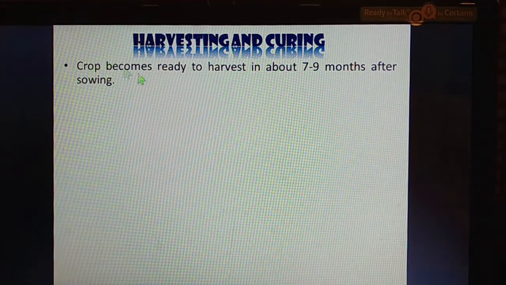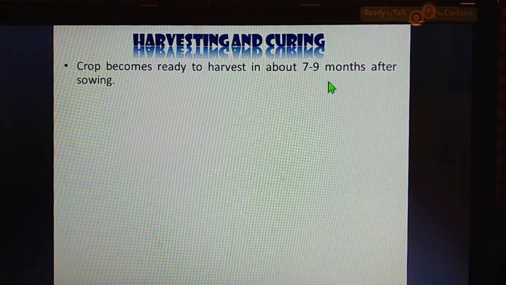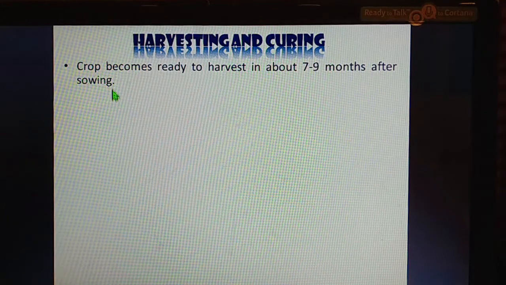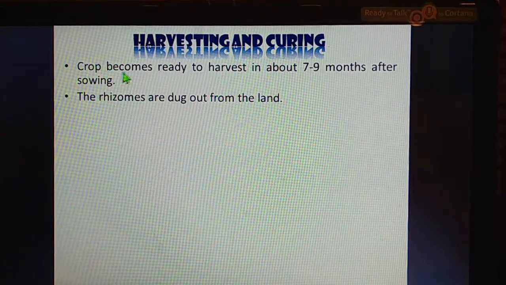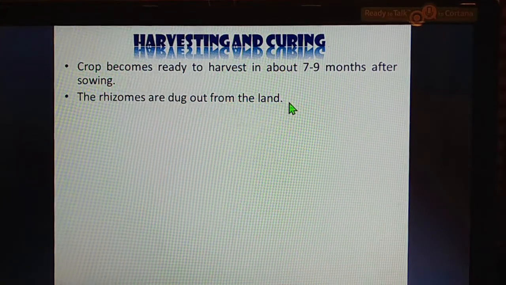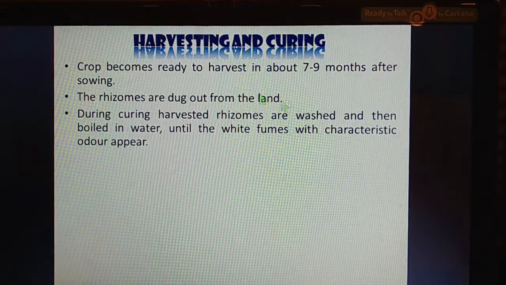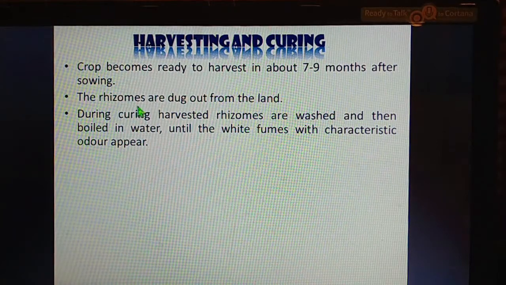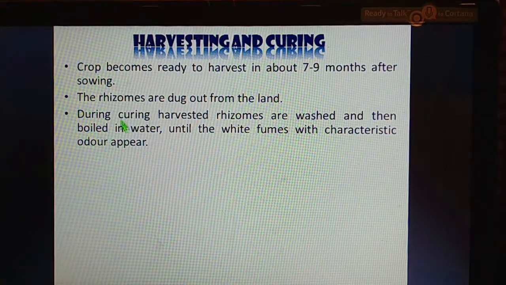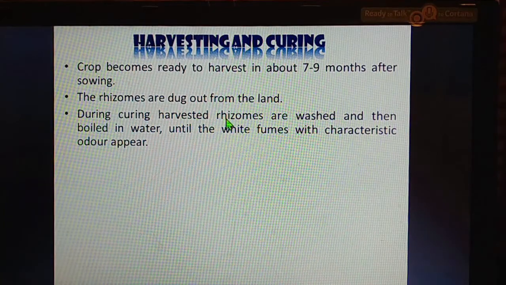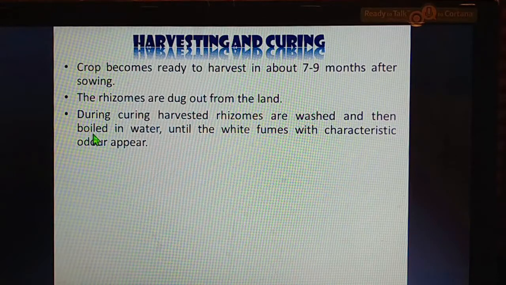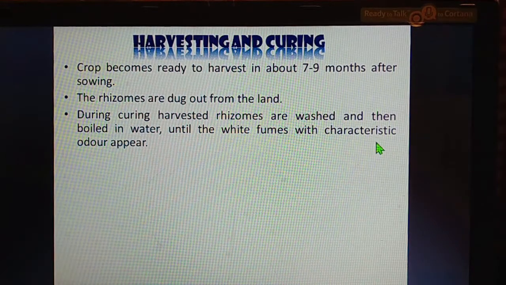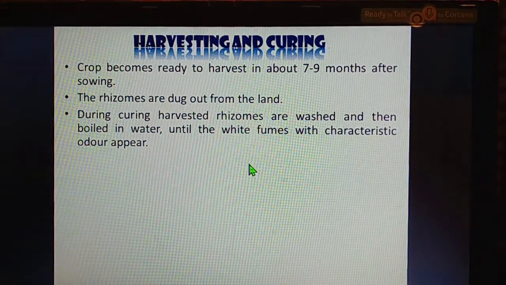Now coming to the harvesting and curing, the crop becomes ready to harvest in about 7 to 9 months after sowing, almost like a ginger crop. And the rhizomes are dug out from the land, and those rhizomes will undergo curing, okay. So during curing, these harvested rhizomes are washed and cleaned, and then they are boiled in water until the white fumes with characteristic odor appear.